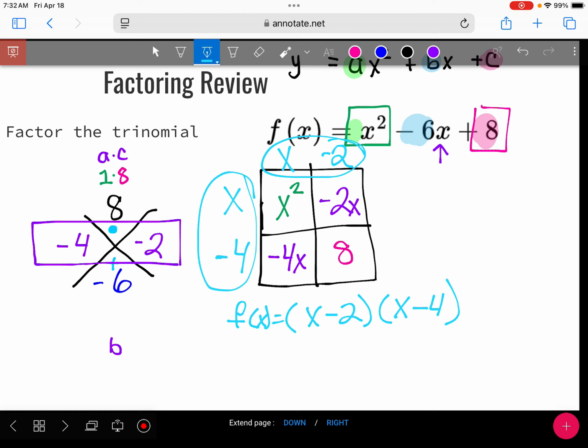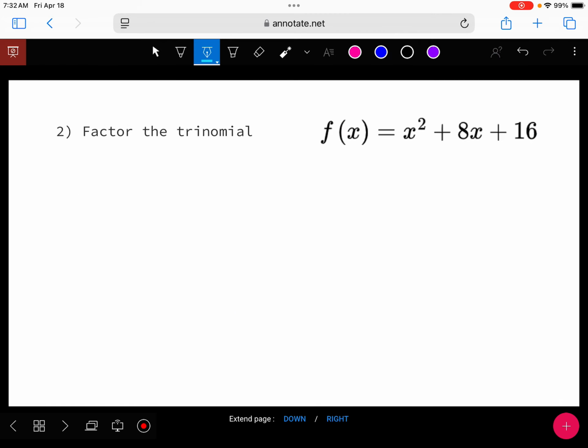Okay, so when we have an a of 1, you can absolutely skip doing the box part. You do not have to, but it's an option for us. And when we get to some of our problems that have a gabillion factorings in them, it might be an option that's helpful. So let's look at the next one and try that.